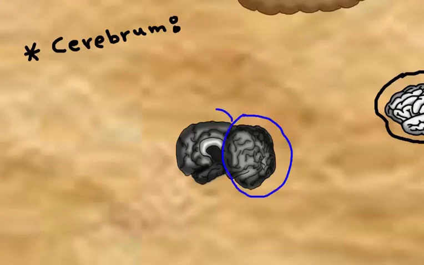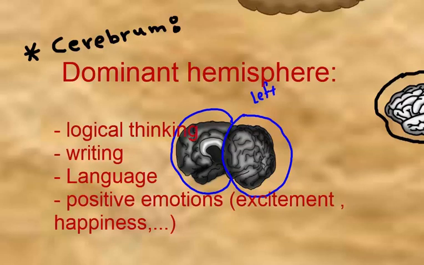There are 2 cerebral hemispheres. Now if you are right-handed, then the left hemisphere is your dominant hemisphere. And the dominant hemisphere is associated with logical thinking, writing, language, and it's also associated with positive emotions like excitement and happiness.